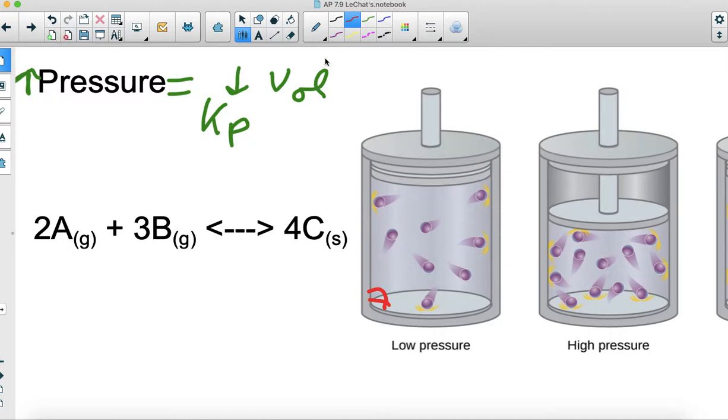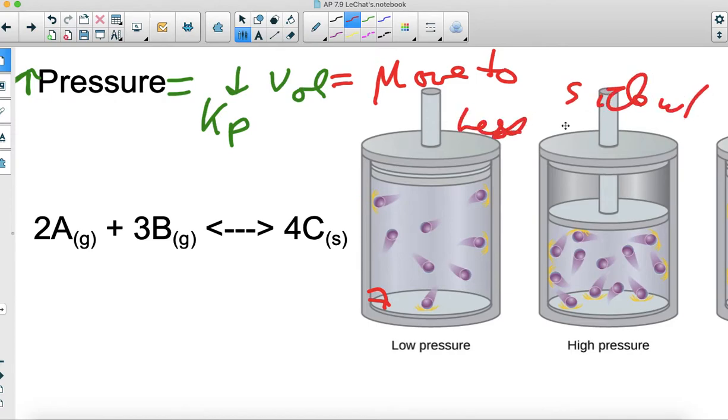Okay, if you increase the pressure by decreasing the volume, it's going to move to the side with less gas because that is a smaller volume. So in this case, if we were to increase the pressure by decreasing the volume, that would cause the reaction to drift forward. You get more of the solid made and less of these gas particles.